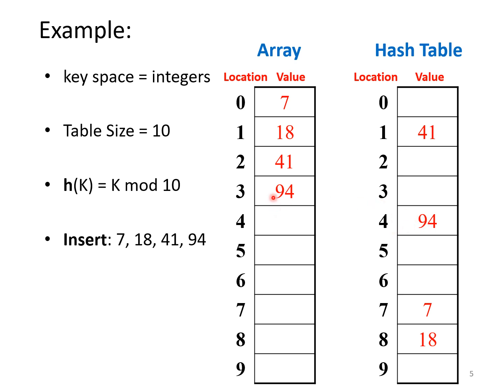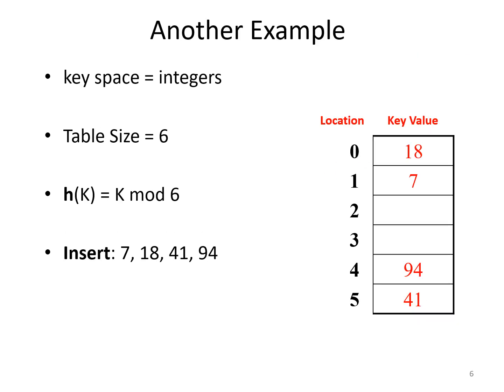Now you can see the difference between array and hash table, and you can analyze how the elements are stored in the array as well as in the hash table. Here another example is given for a hash table. There is a slight change in the table size and in the hash function compared to the previous example. You try to understand this by yourself.